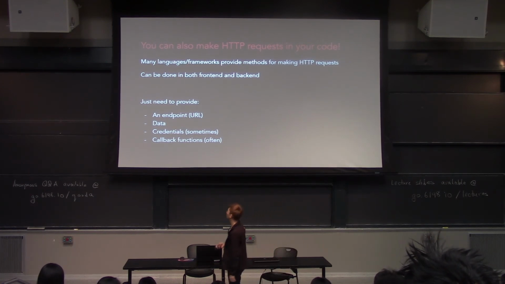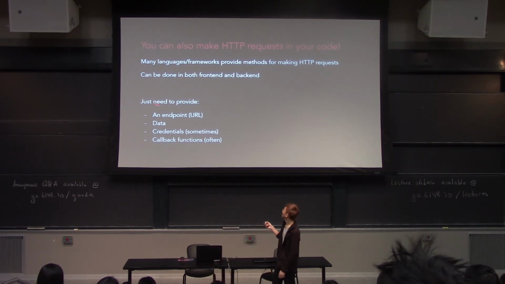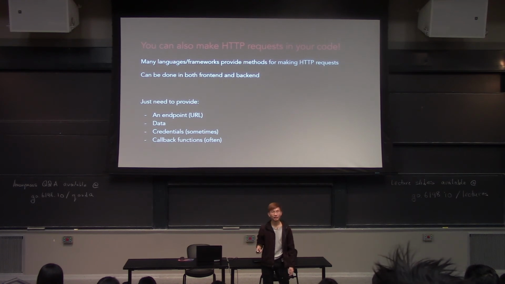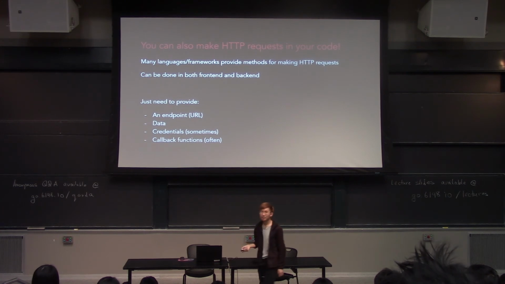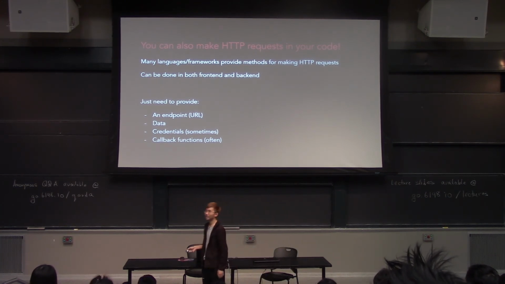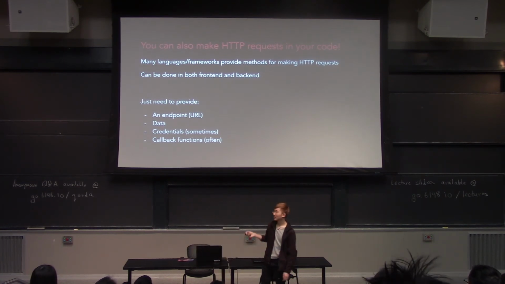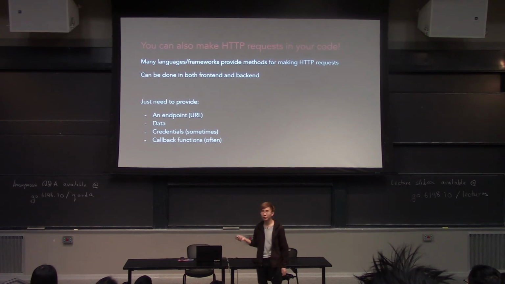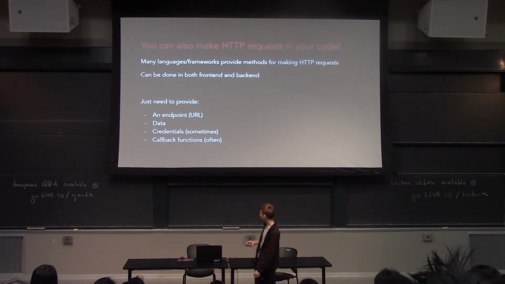All you need to supply your methods are these four things, usually. First, you need an endpoint. This is basically a URL. We'll go more into depth in the next slide. You need to supply data. So again, like when you make a POST request, you need to supply things like your account name and password. Sometimes, to make requests, you need to supply credentials so that the service that you're using knows you are authorized to make the request that you're making.